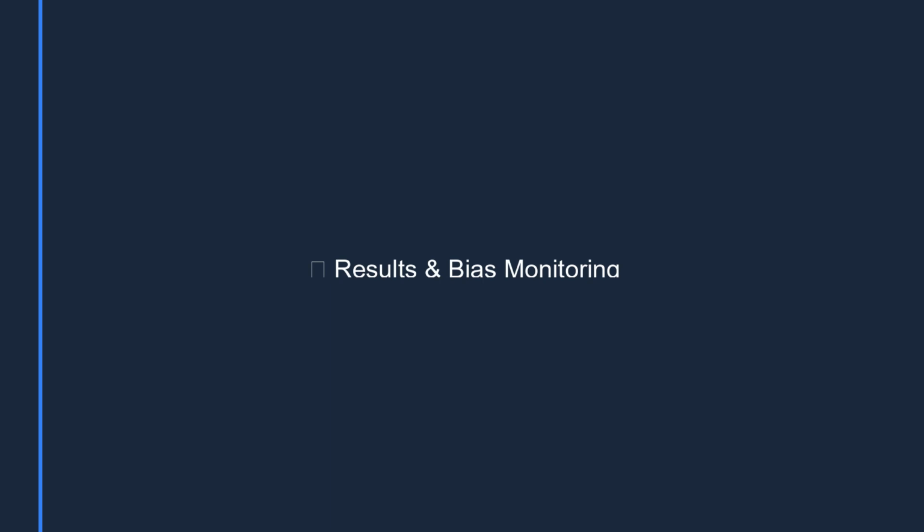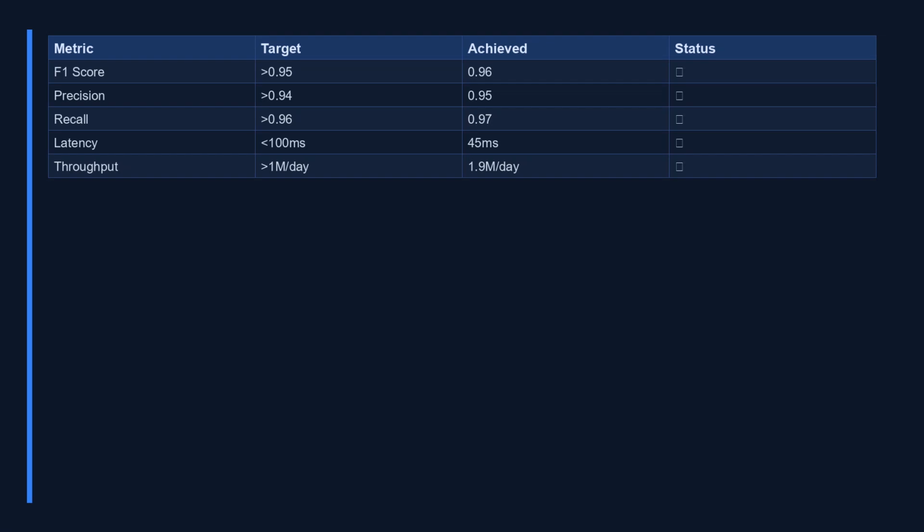Results and bias monitoring. The results hit every target. F1 score of 0.96 against a target of 0.95. Precision of 0.95 against 0.94. Recall of 0.97 against 0.96. Latency and throughput of 1.9 million posts per day on a single Tesla P40. Nearly double the 1 million target. Every metric is in the green. Notice that latency and throughput both exceeded their targets by a wide margin. That headroom is what gives you confidence the system holds up under real production load spikes.